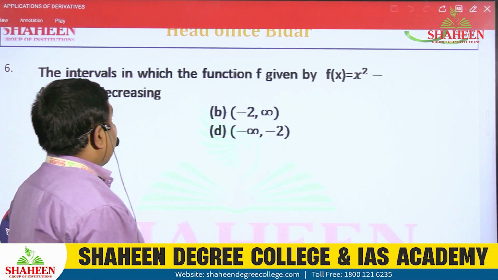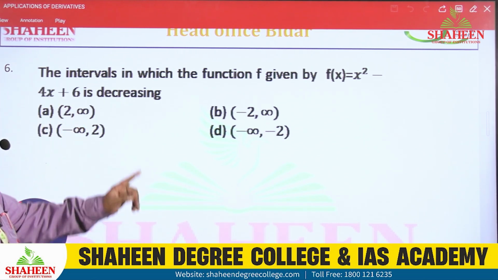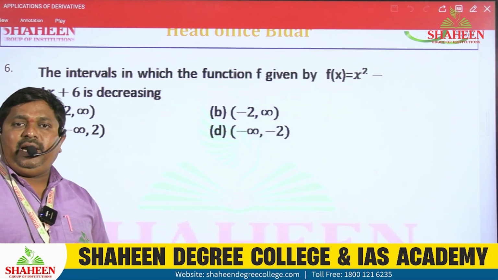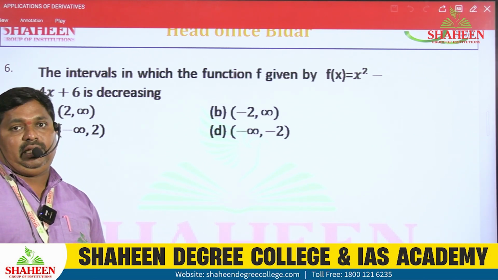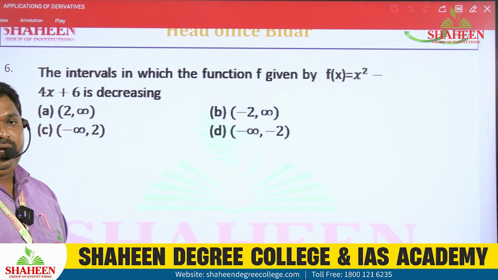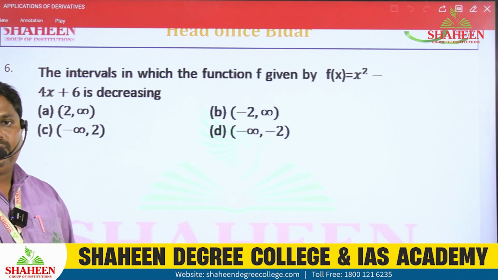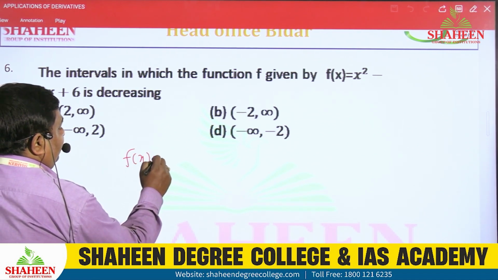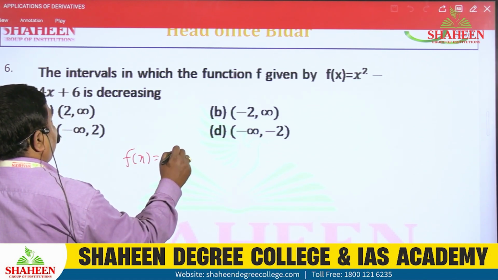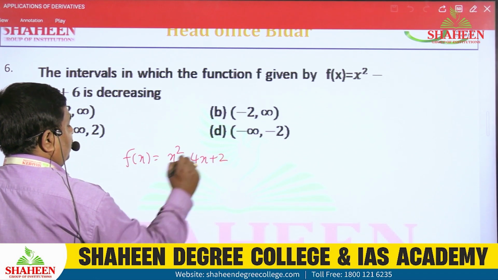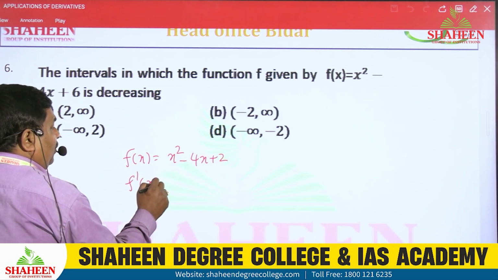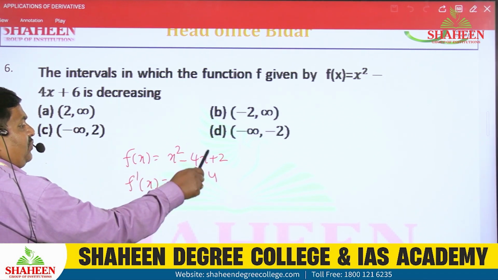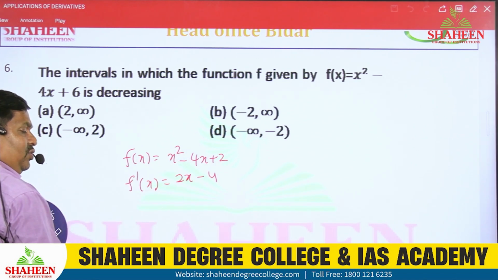The intervals in which the function f given by f of x equal to x square minus 4x plus 6 is decreasing. We are finding the interval in which the given function is decreasing. Okay, let us take the function f of x here. What is f of x? f of x is x square minus 4x plus 2. Finding its derivative: x square derivative is 2x, minus 4x derivative is minus 4, plus 2 derivative is 0, leave it.